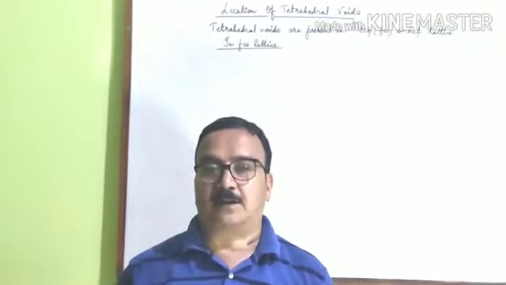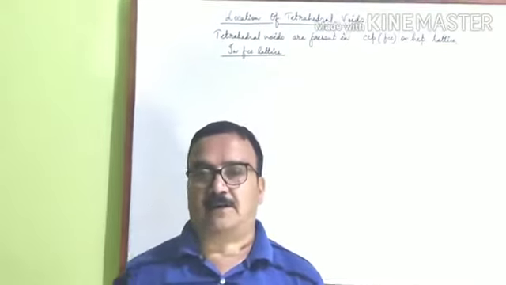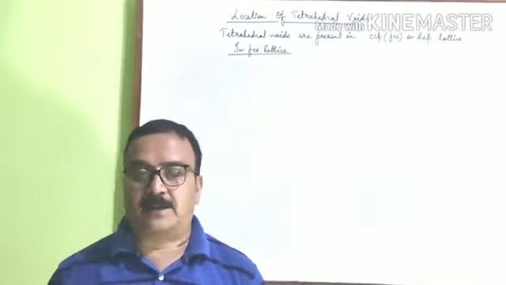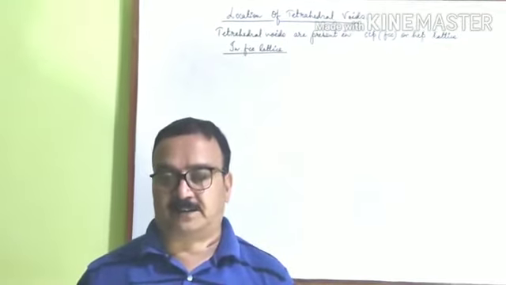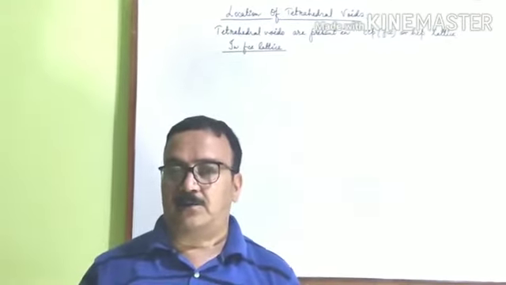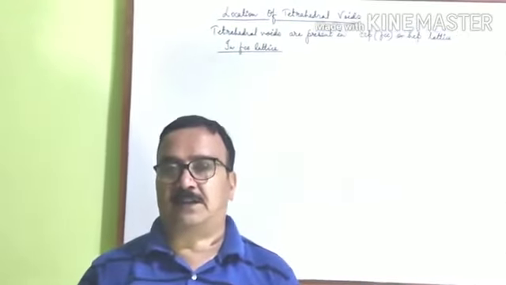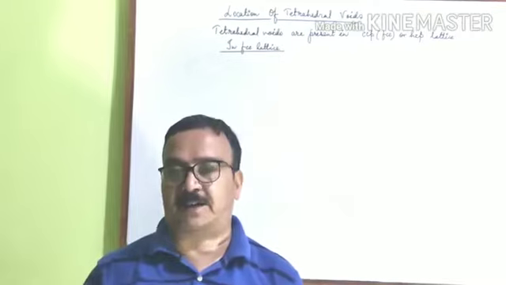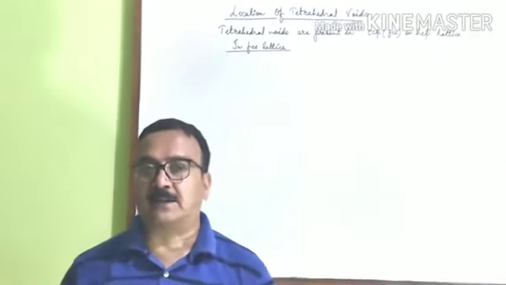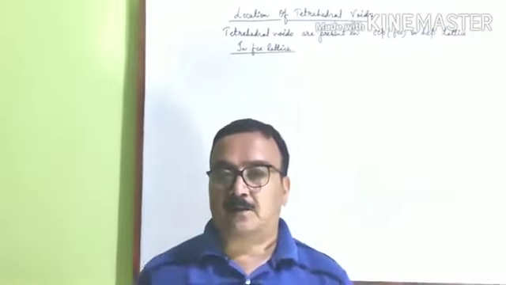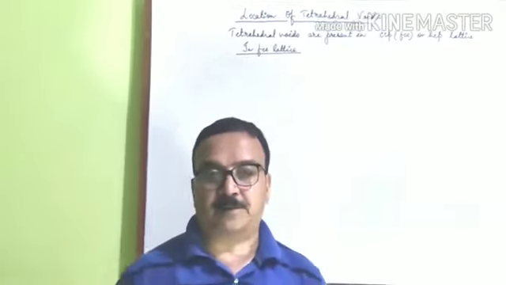Today's topic is location of tetrahedral void. What is tetrahedral void? We know that a tetrahedral void is formed when four spheres, three in one layer and one in the other layer, come in contact with each other. Then the vacant space in between the four spheres is known as a tetrahedral void.